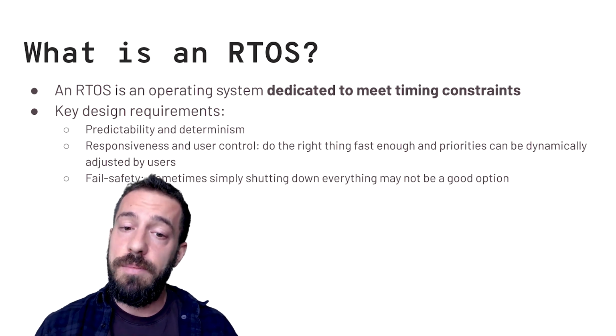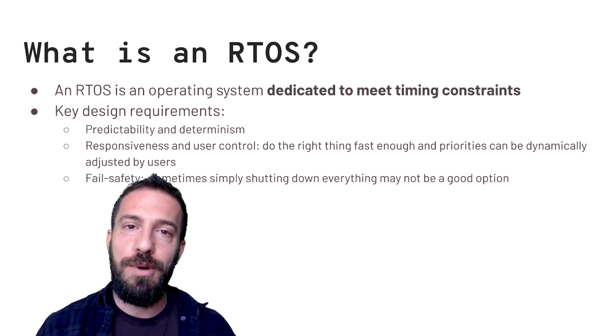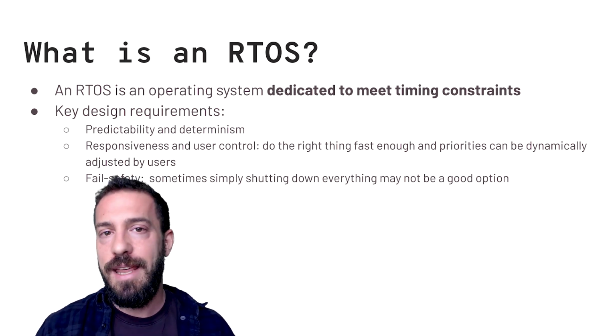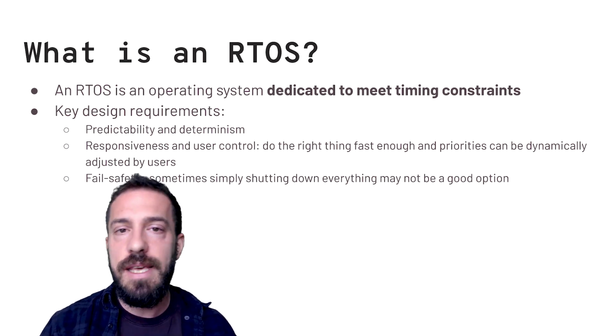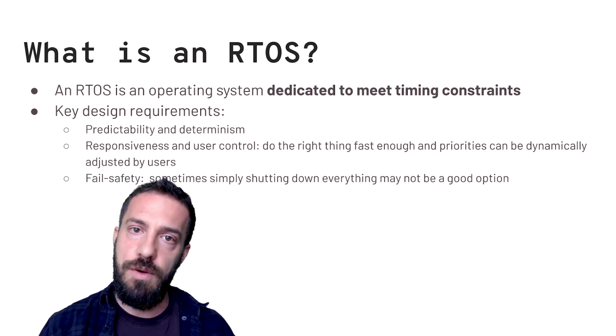Fail safety: when something goes wrong, you can't just produce a blue screen and die. You may need another mechanism for graceful degradation of the system and make sure that everything shuts down in a safe-for-humans way.